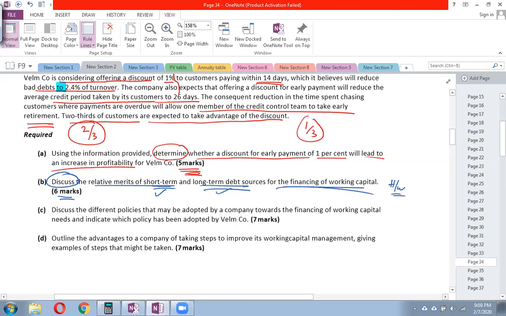Then it says part C, discuss different policies that may be adopted by a company towards financing of working capital needs and indicate which policy has been adopted by Velmco, right? What are the working capital financing policies? Come on, who's going to tell me the working capital financing policies? Aggressive, conservative and moderate policy, right?